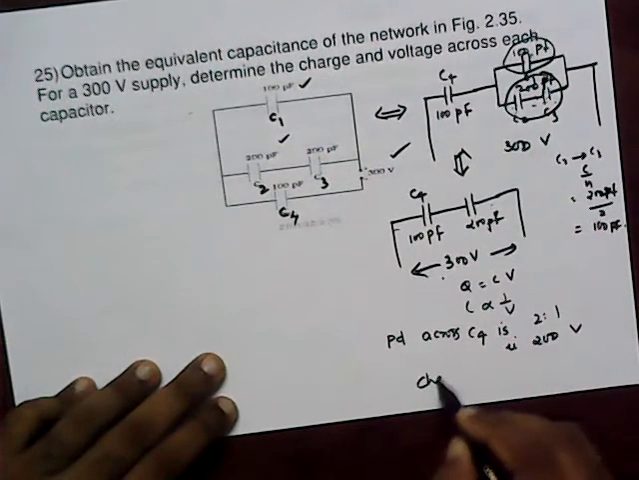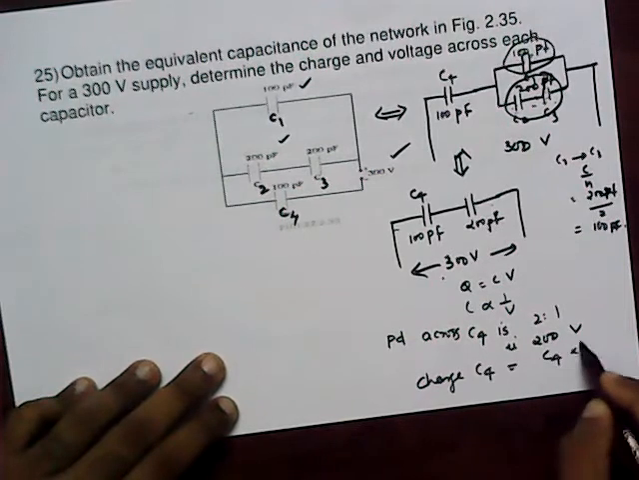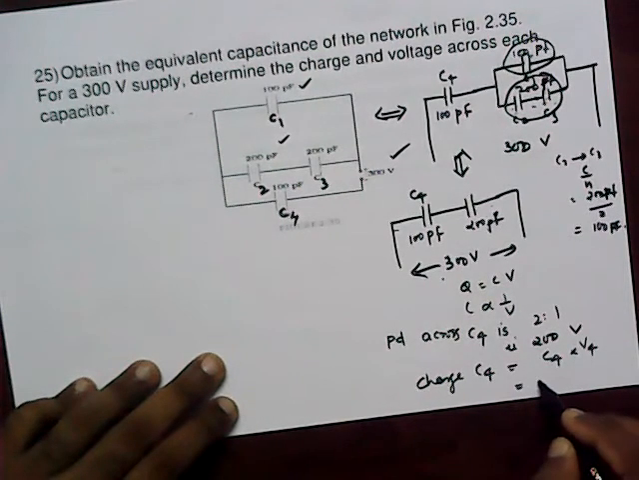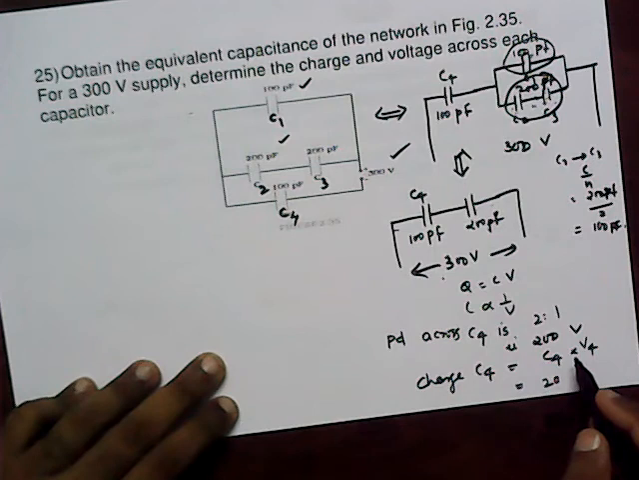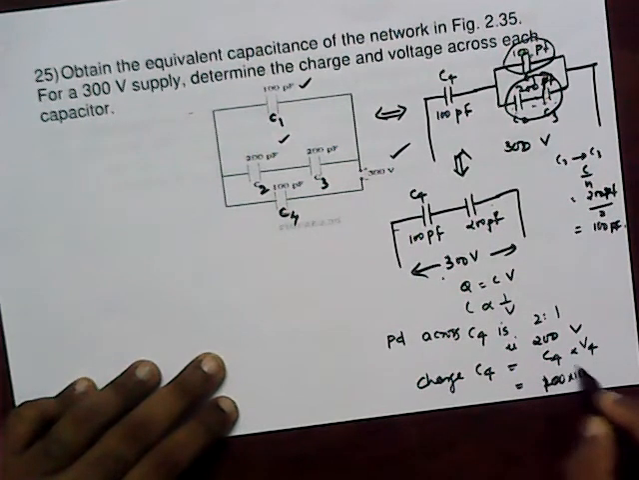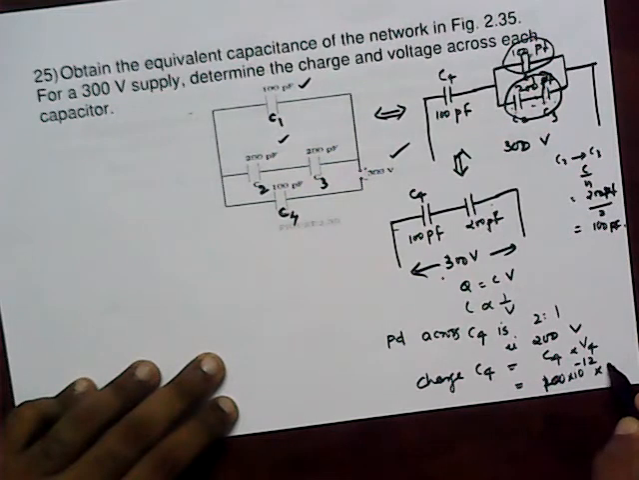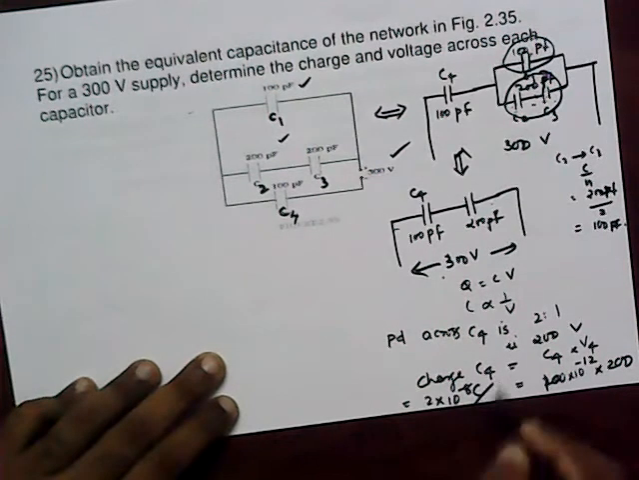So how can we find the charge on C4? That is equal to C4 into V4. The capacitance of C4 is 100 PF, so 100 into 10 raised to minus 12 into the potential of 200. So you get the value equal to 2 into 10 raised to minus 8 coulomb, that is the charge on C4.